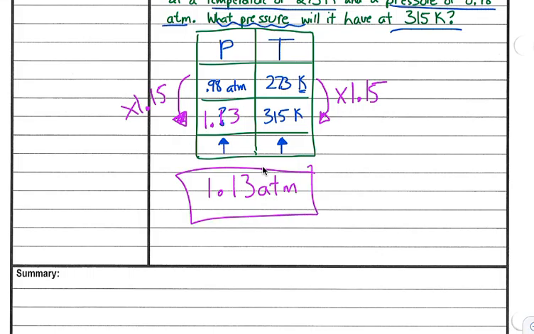Now, if I had had bars or torrs or millimeters of mercury, it wouldn't have mattered about the pressure unit here, I would have just used the same unit over again. But I always, always, always have to have my temperature in Kelvin in order to do these problems. And these are changing the same, so I do the same to both sides.